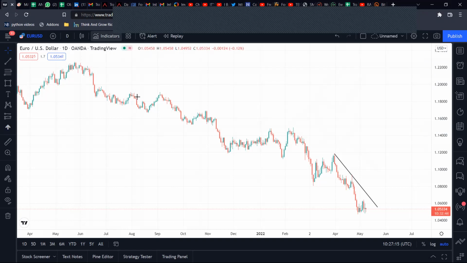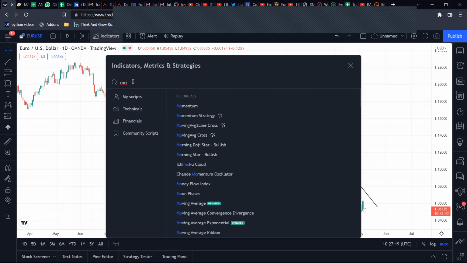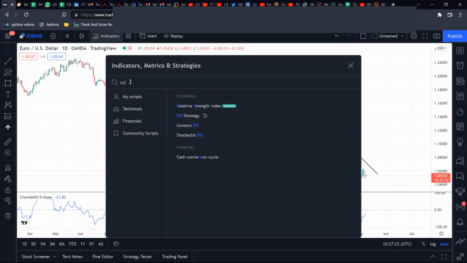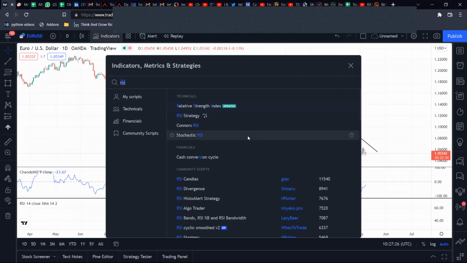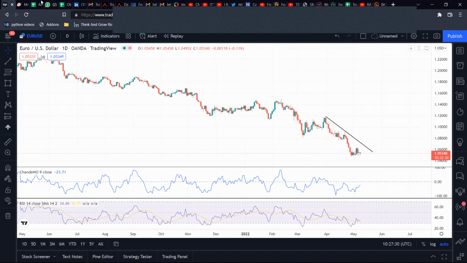So if we go to indicators and add the momentum oscillator, which I like to use, I would also add the RSI indicator as well. This is just for us to spot divergence. When looking for divergence, at least I like to look for it on a 4-hour chart and above. This is a daily chart, so it's good enough.